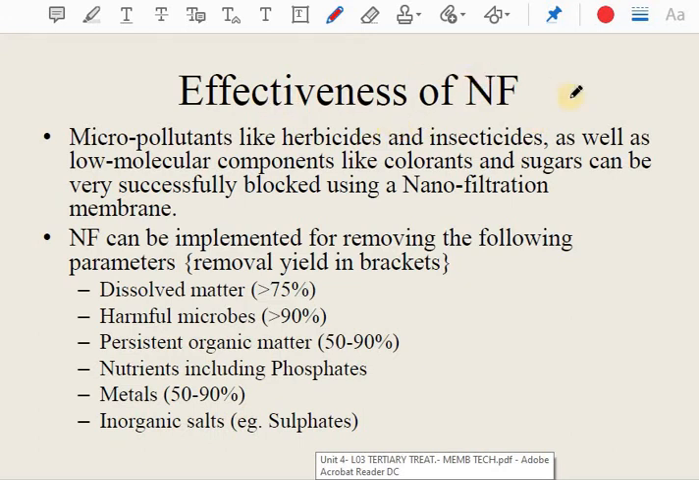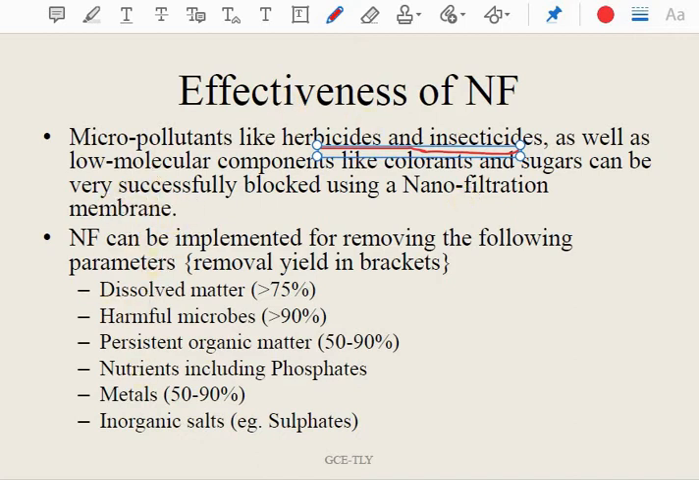The effectiveness of nanofiltration can be seen in that it removes micropollutants like herbicides and insecticides, which come from agricultural pollutants. So agricultural wastewater could be effectively treated using nanofiltration. As well as that, low molecular components like colorants and sugars can be very successfully blocked using a nanofiltration membrane.